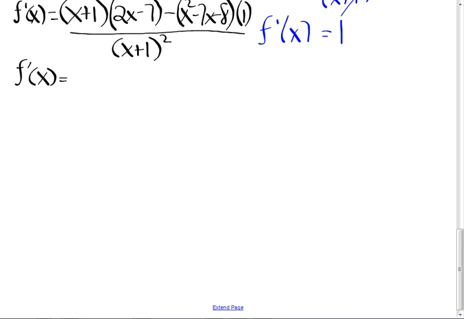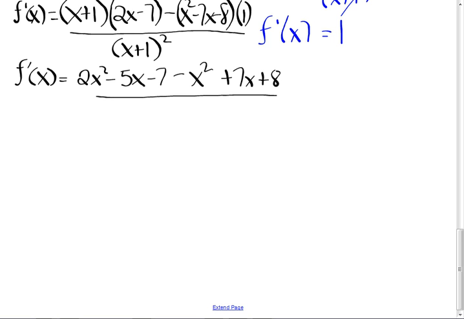So let's see. It's going to be 2x squared plus 2x minus 7x minus 5x minus 7. Now, here's the other trick. If you're going to do this, it's going to be minus x squared plus 7x plus 8. It's so easy to make those sign mistakes. Okay. And then it's x plus 1 squared.